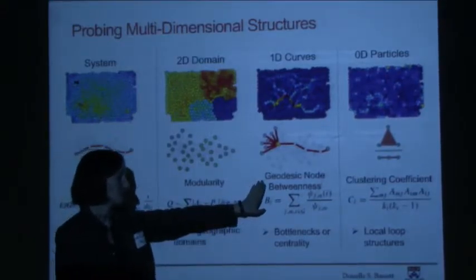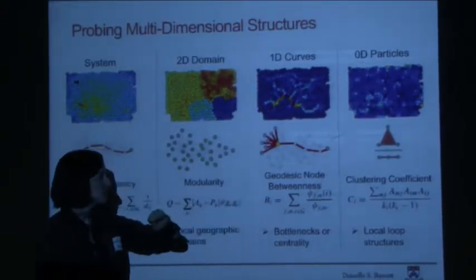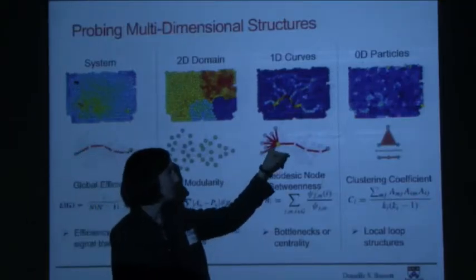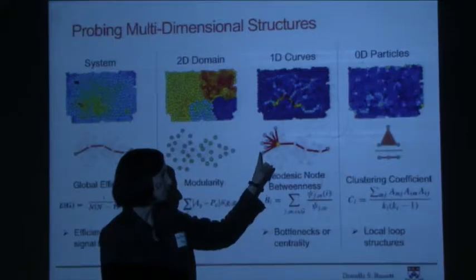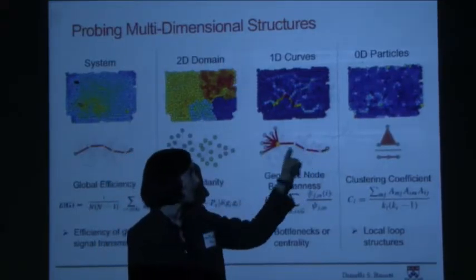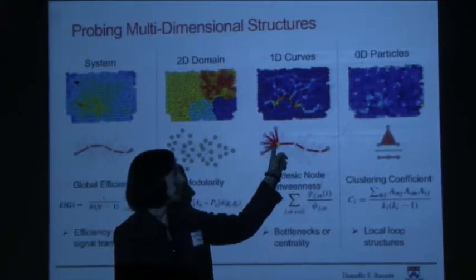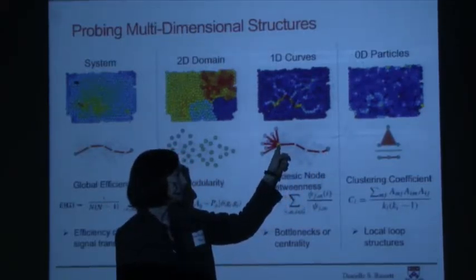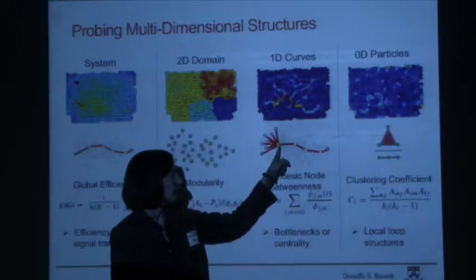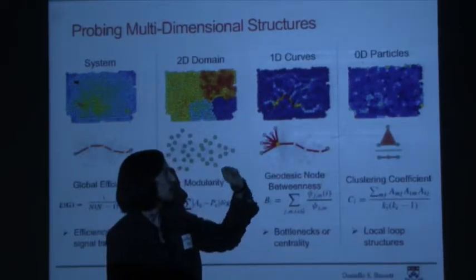We can also use geodesic node betweenness. This estimates the number of shortest paths that go through a particular node. So if I want to get from, let's say, node I here to node J, how many of the paths that go from this side to this side have to pass through node V? If that number is very high, then node V has a high betweenness.